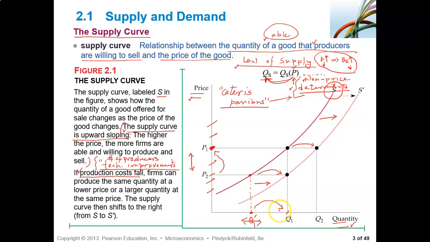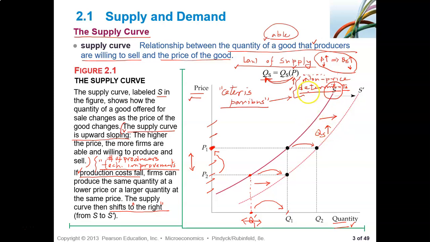Now, on the other hand, when will the supply curve shift to the left? If supply increases, so quantity supplied increases, the supply curve will shift to the right.